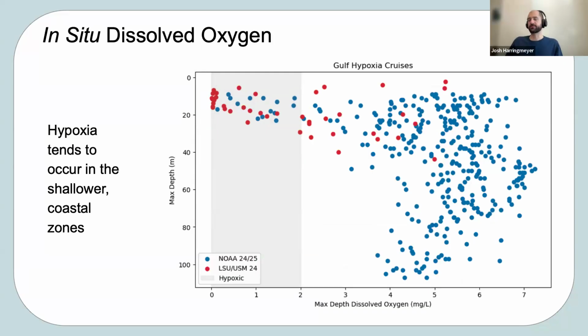Another notable relationship from the physical data was that for the in situ dissolved oxygen, hypoxia primarily occurs in waters shallower than 30 meters. So across these data sets, we were really only seeing hypoxic bottom water in shallow regions along the coast. And this was true across both the NOAA data and the LSU USM cruises.